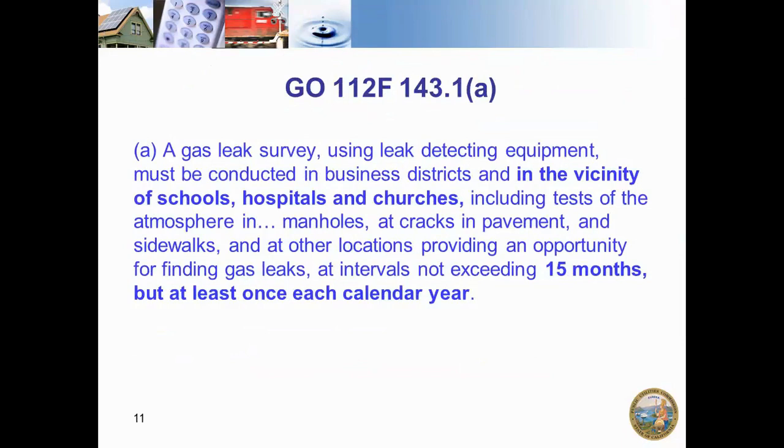It would only be, well, I would think that it would be easy to argue that your entire system would then be in the vicinity since you're adjacent to it. If you have a very large system, then yes, it would only be what's nearby.